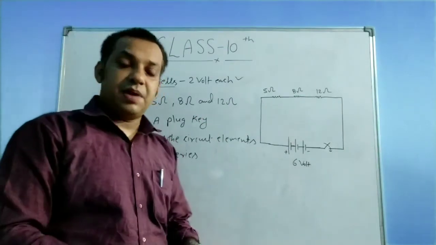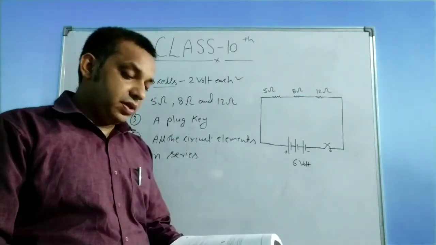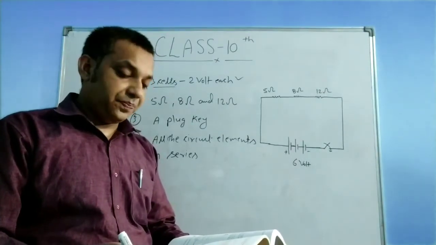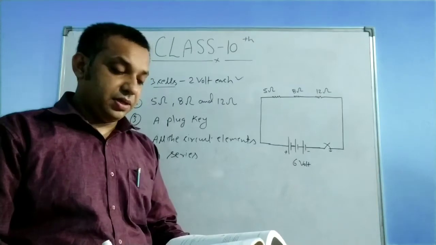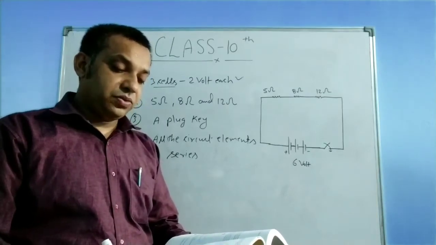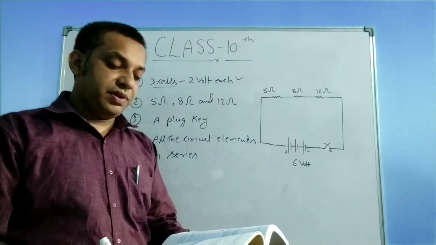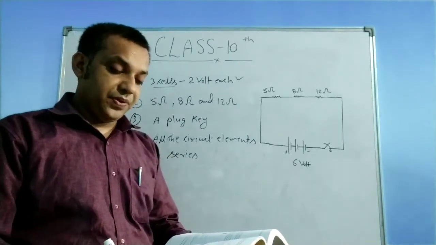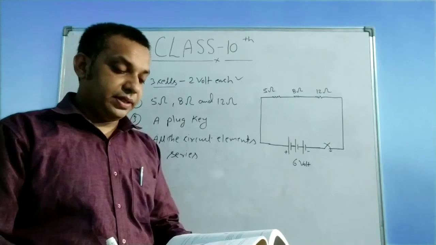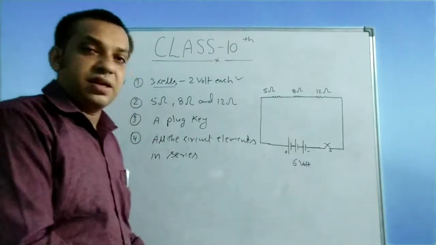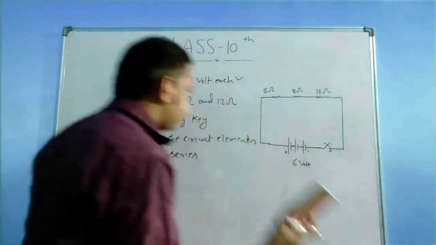Let's discuss the second part. The second part of this question is given: redraw the circuit of question 1, putting in an ammeter to measure the current through the resistors and a voltmeter to measure the potential difference across the 12 ohm resistor, and what would be the readings in the ammeter and the voltmeter? So there is an alteration in this schematic.